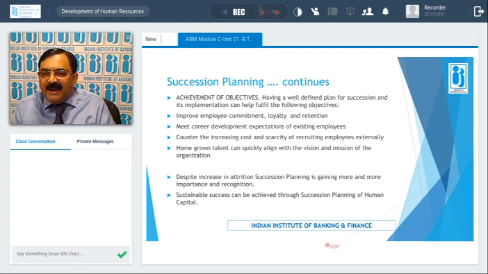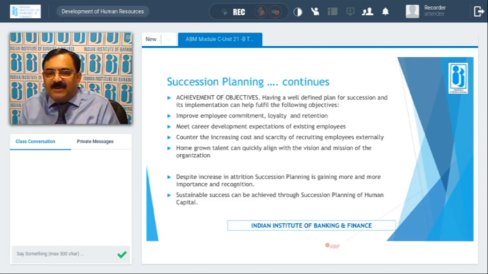Homegrown talent can quickly align with the vision and mission of the organization. So that is the advantage. We need not reinvent the wheel. It's already there. We just need to help them to quickly align with the vision and mission of the organization. Despite increase in attrition, succession planning is gaining more and more importance and recognition. So we should not think that because of attrition, we will not have to focus on this, but we have to make it an integral part of the human resource development. Sustainable progress can be achieved through succession planning of human capital.